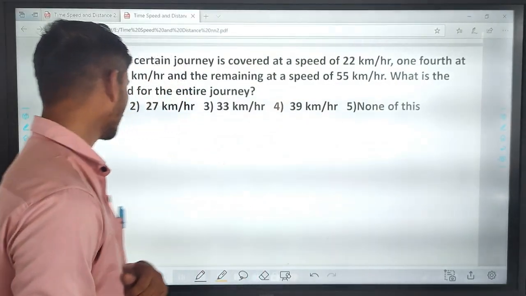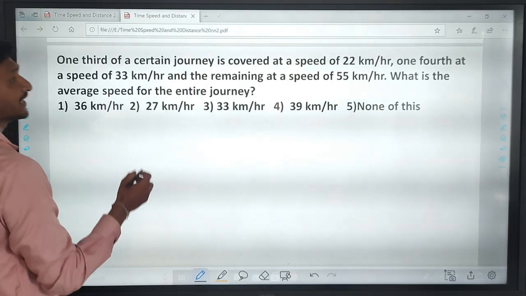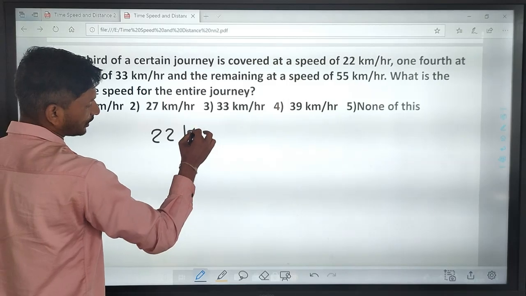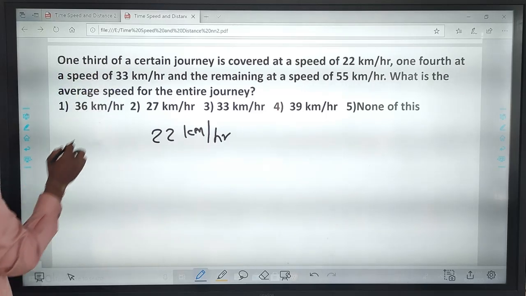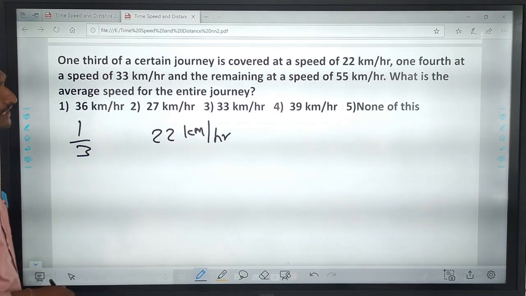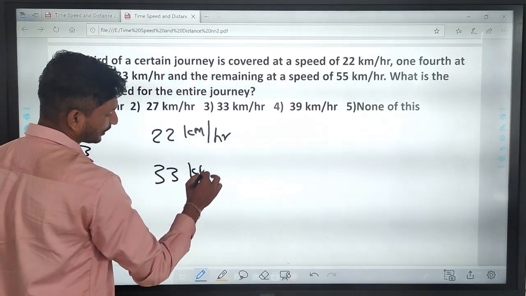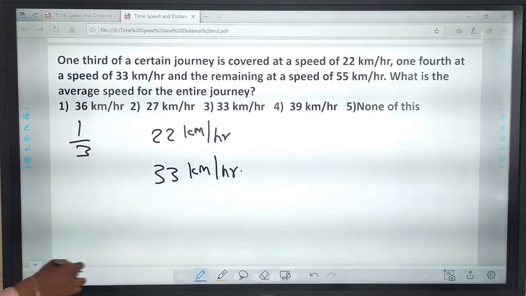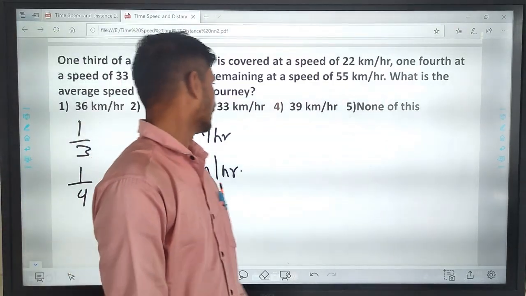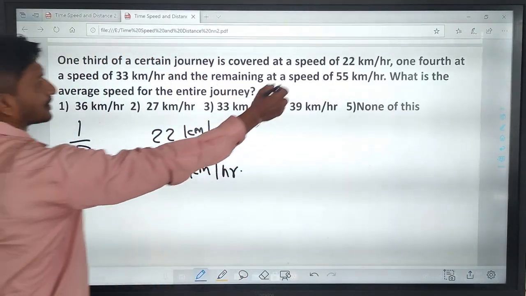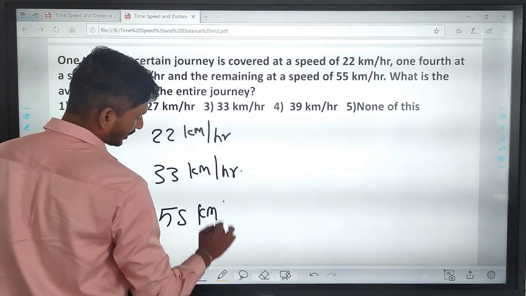Here there are three speeds for three different distances. The first speed is 22 km per hour, which covers one third of the journey. Then the next speed is 33 km per hour, which covers one fourth of the whole journey, and the remaining is covered at a speed of 55 km per hour.